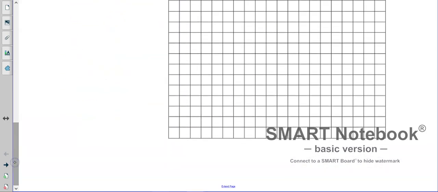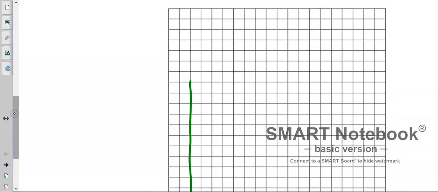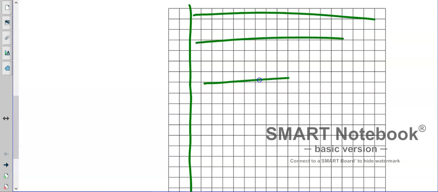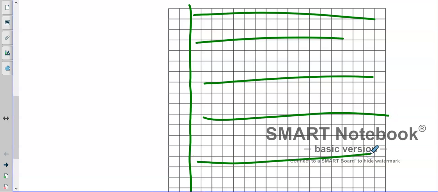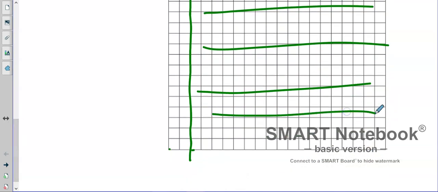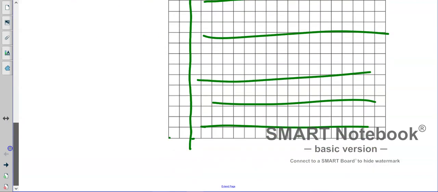X is greater than 2. So if here's 0, 0, x is greater than 2 is going to be right here. Okay? So again, I'm going to do my best to do a straight line. Now, when I go x is greater than, that means I'm shading this way. Remember, we do not have to shade crazy amounts. All right? I'm going to change color here and do y greater than 1.